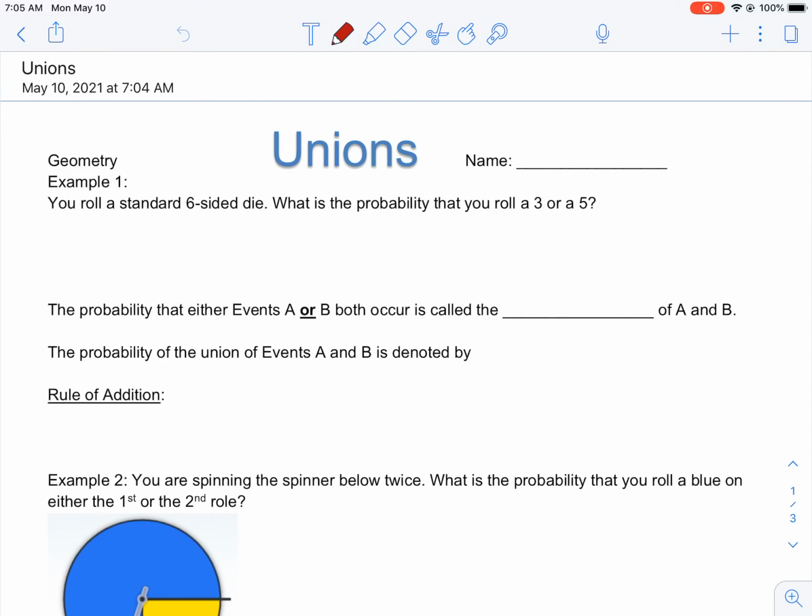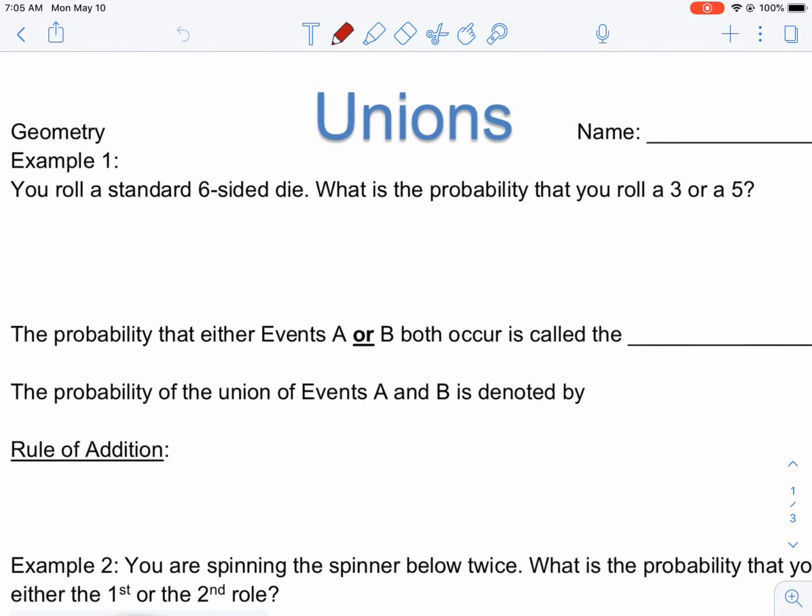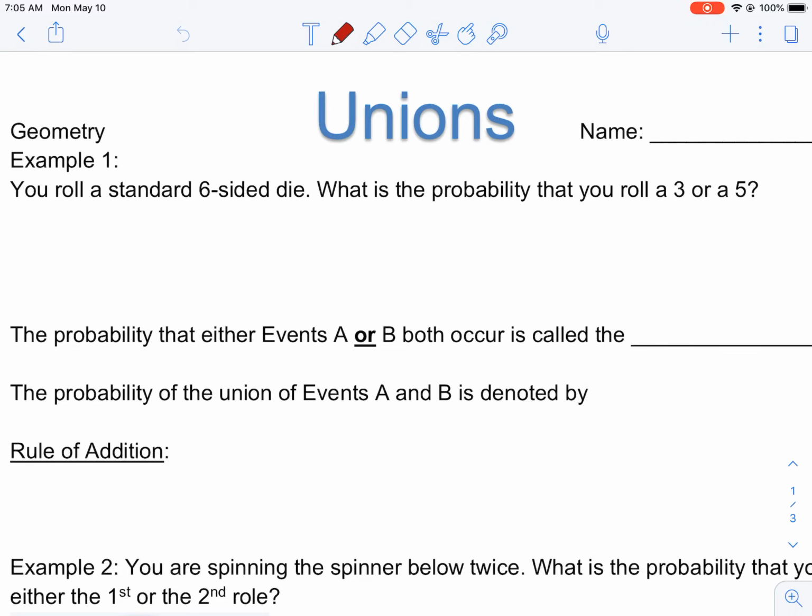Hello, if you're watching this video, we are going to be going over unions today in probability. Unions are kind of like part two to intersections, except where with intersections we were talking about "and," now we're going to be talking about "or." So we're going to look at this first example.